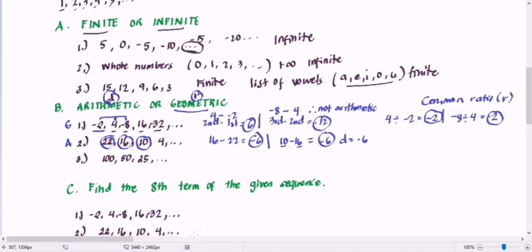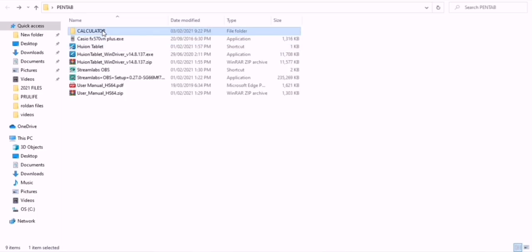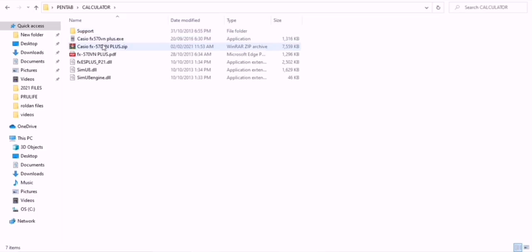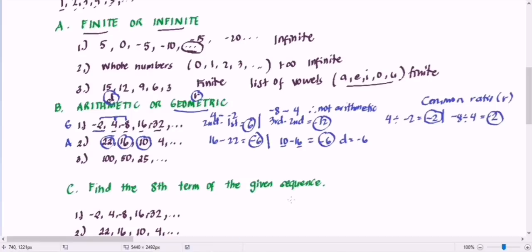Wait lang. Try natin buksan ulit yung calculator kung gumagana na. Ayan, gumagana na.